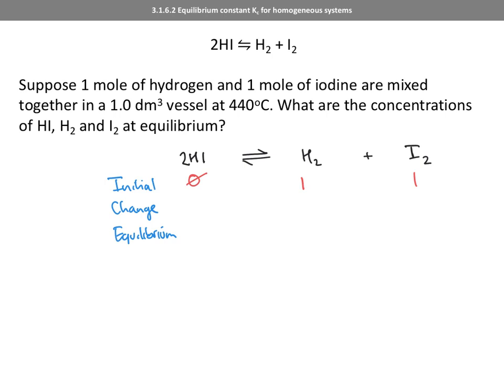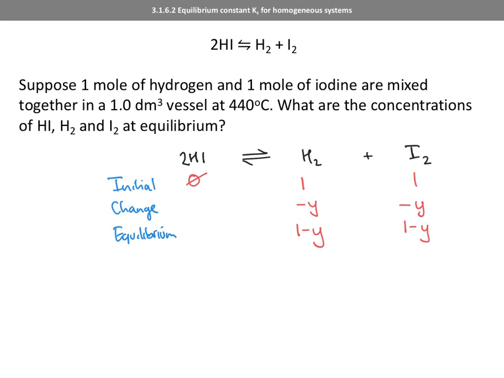Now, the reason that this is introducing an algebraic term is we are going to let the change in one of the products in this equation be y. So I is going to decrease by y, and so the equilibrium will be 1 minus y. And if we think about our molar ratios, iodine to hydrogen in this is 1 to 1. So if iodine decreased, or the change was minus y, then it's going to be minus y for hydrogen too. So again, 1 minus y.